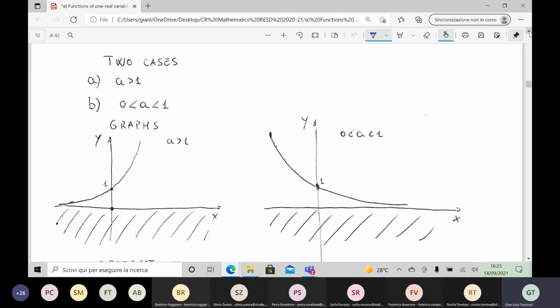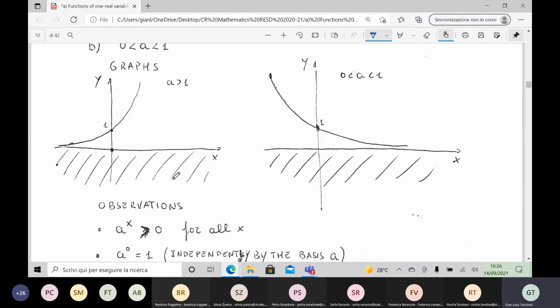Now, in the case in which the basis is a number between 0 and 1, and remember, 0 and 1 are not included, all the exponential functions like this have this shape. For example, 1 over 2 raised to the power x, 1 over 3 raised to the power x, 2 over 5 raised to the power x. In all these cases, the basis is a number between 0 and 1. So in these cases, we have a shape like this. Now we will discuss it and see it a little better.